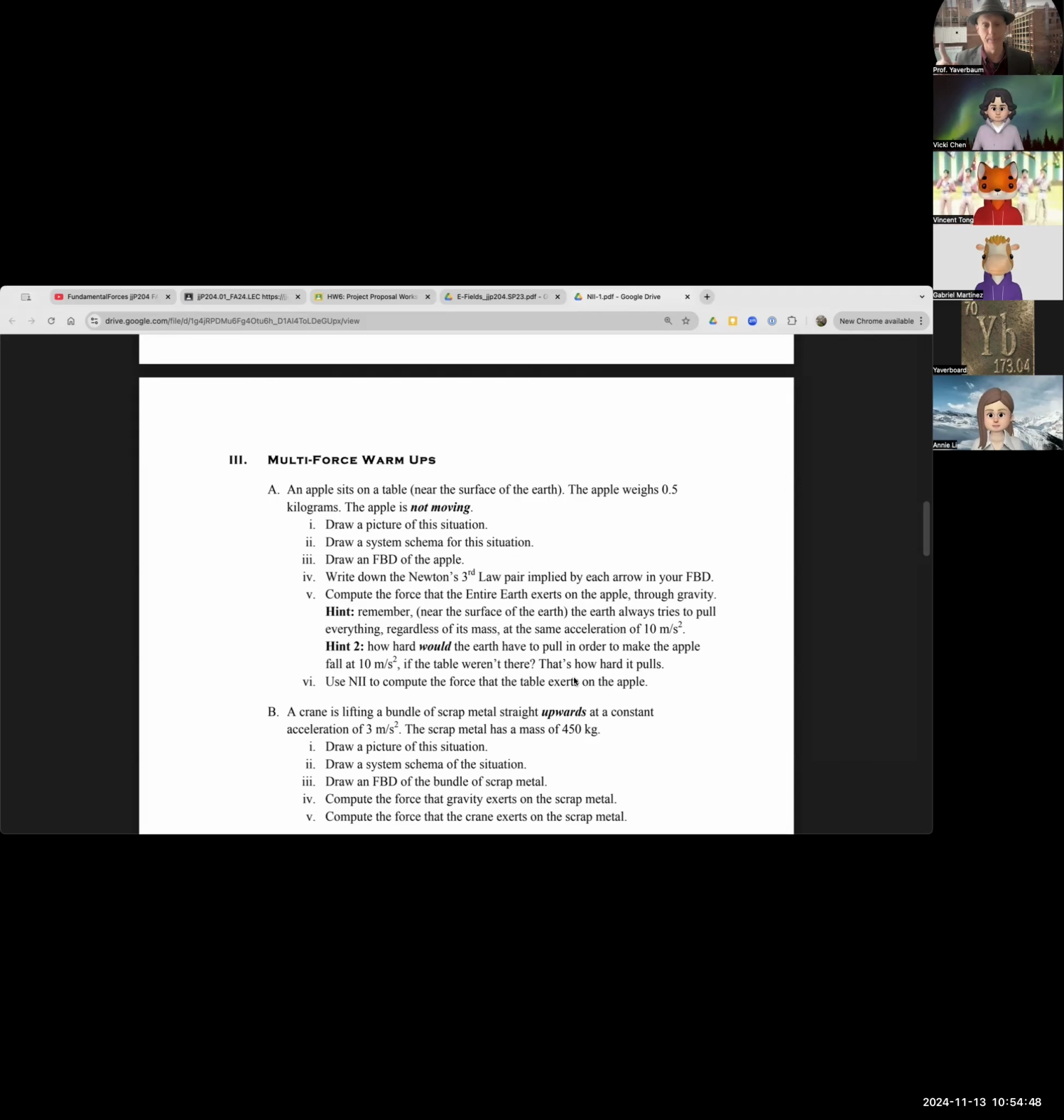So that's the goal of all of this. Now, what I'm going to do is pick up where I was yesterday. I'm going to switch the screen in a second. We're in the middle of this multi-force warm-ups problem. Where we were yesterday was drawing a pure free body diagram of the apple. Then it asks about the Newton's third law pair, which I want to finish now, and then add features to it to make it more and more like your lab situation.